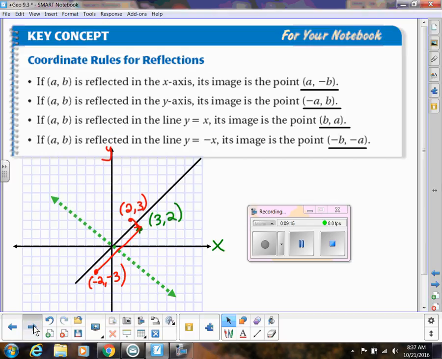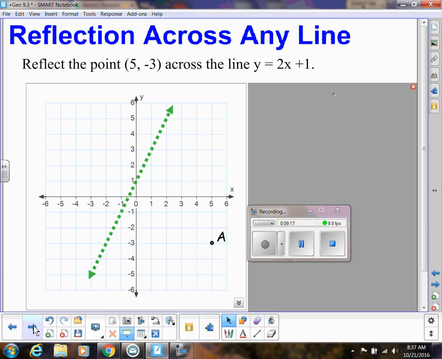Now let's do a reflection over some random line. Okay, so we're going to have point A at 5, -3. And we're reflecting over the line y equals 2x plus 1. Remember, that's going to be a y-intercept of 1, and then up 2 over 1 for your slope. Go ahead and draw that on your guided notes so that you have a visual there.